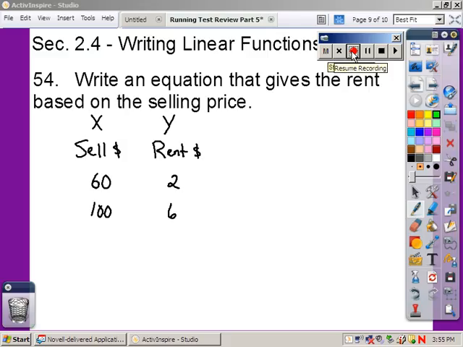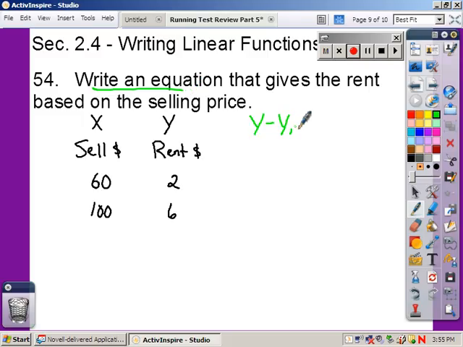Okay, we're on to our last problem. This one says write an equation that gives the rent based on the selling price. The key here is you're writing an equation. So if you don't know the y-intercept right away, again, there's no way to do this other than using the point-slope method. So starting with this once again. The key is always remember that you use this when you don't know what the intercept is. So I'm looking for a point and a slope to do this.